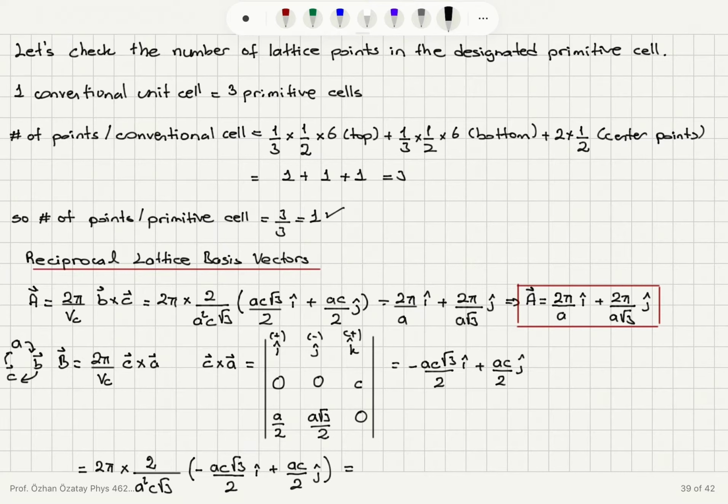So this will give us ac square root 3's will cancel, and because of the minus sign here I have to put a minus 2 pi over a I hat, and then AC's will cancel. I will be left with a square root 3, so plus 2 pi over a square root 3 j hat. So final answer for the second primitive translation vector in the reciprocal lattice is minus 2 pi over a I hat plus 2 pi over a square root 3 j hat.